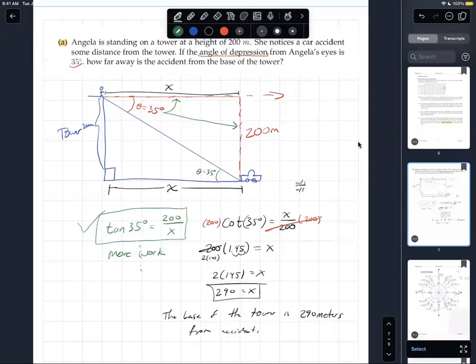You wouldn't be able to really use sine here, or at least not as easily, because sine involves the hypotenuse, and we don't have the hypotenuse in this case.